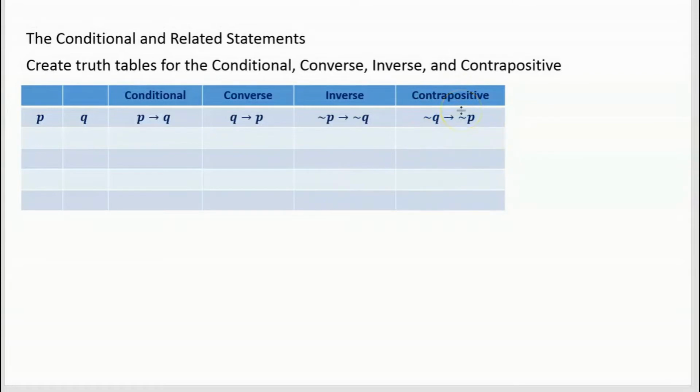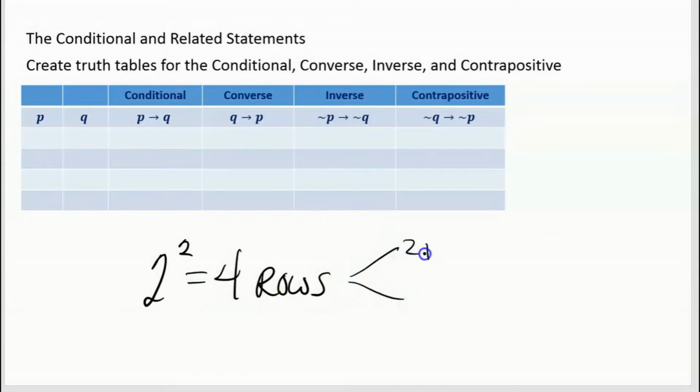Now, let's create some truth tables here. So I got my black pen. I'm going to stick with that. Now, remember, if you have a P and Q and that's all you have, then you have 2 to the second power, which is 4 rows. When you have 4 rows, you split that in half, right? And you do 2 T's and you do 2 F's. That's where you start.